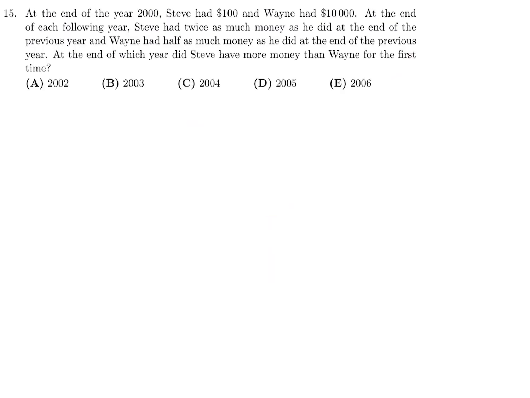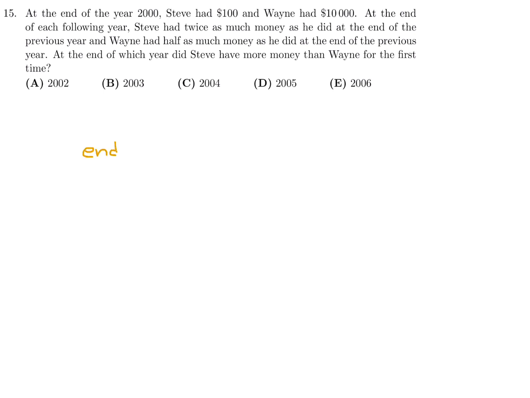At the end of the year 2000, Steve had $100 and Wayne had $10,000. At the end of each following year, Steve had twice as much money as he did at the end of the previous year, and Wayne had half as much money as he did at the end of the previous year. At the end of which year did Steve have more money than Wayne for the first time?